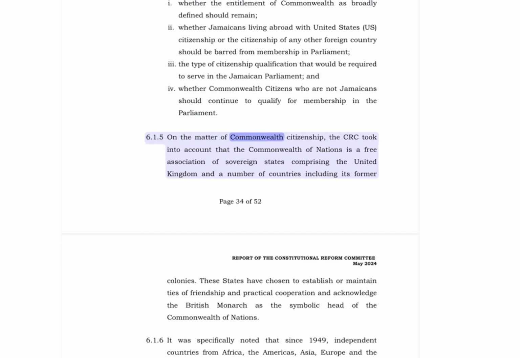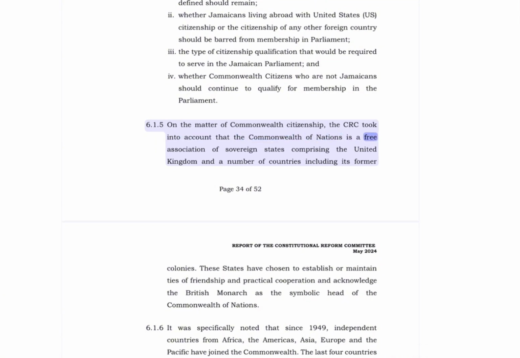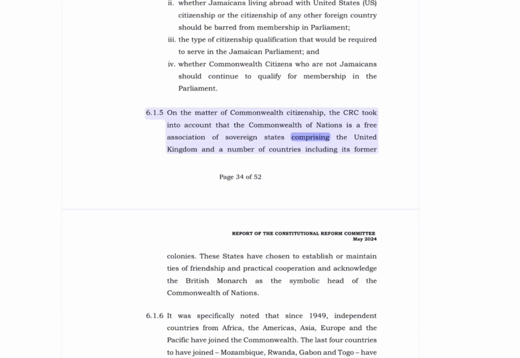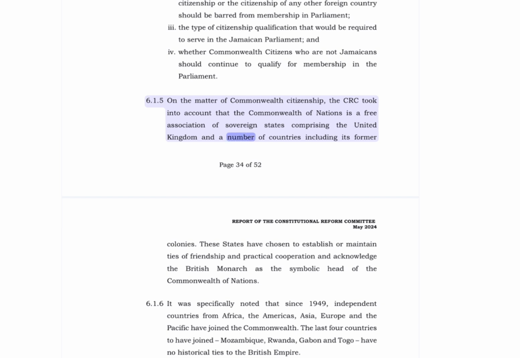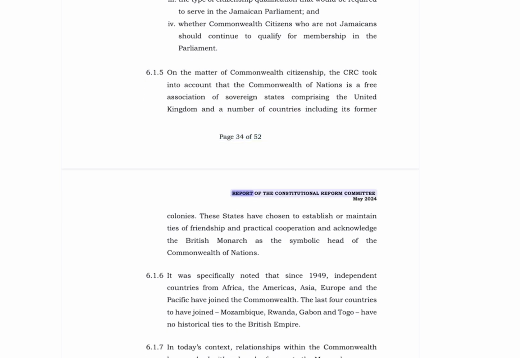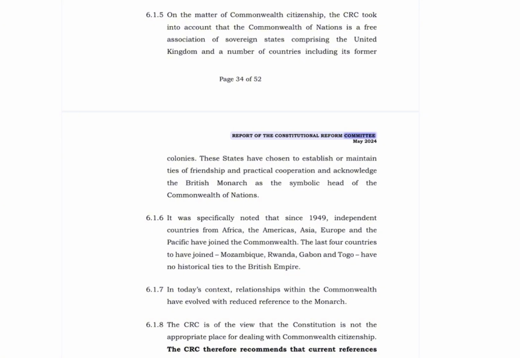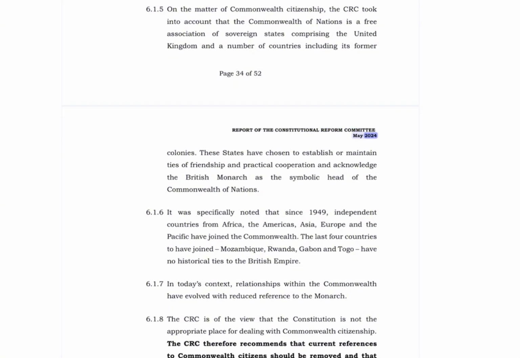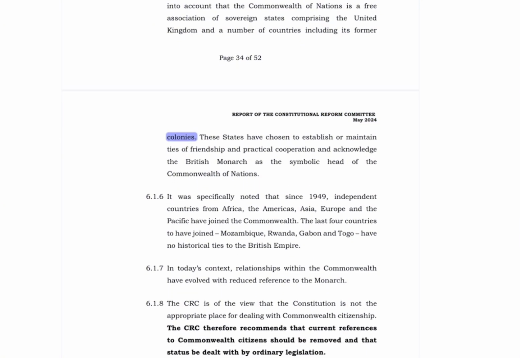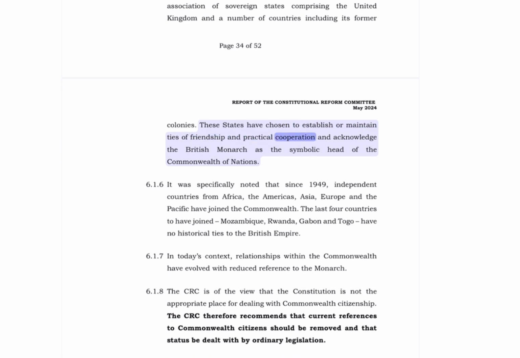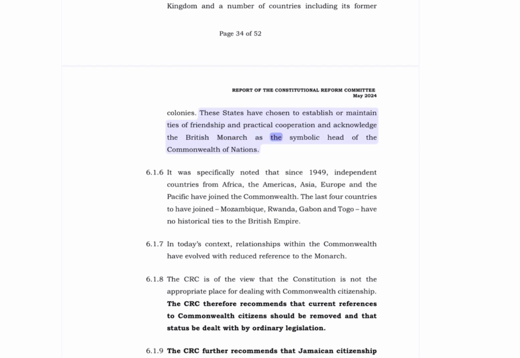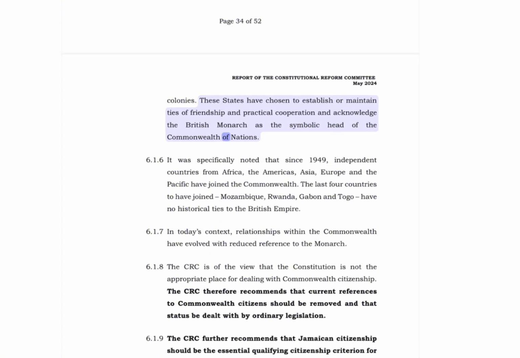6.1.5 On the matter of Commonwealth citizenship, the CRC took into account that the Commonwealth of Nations is a free association of sovereign states comprising the United Kingdom and a number of countries including its former colonies. These states have chosen to establish or maintain ties of friendship and practical cooperation and acknowledge the British monarch as the symbolic head of the Commonwealth of Nations.